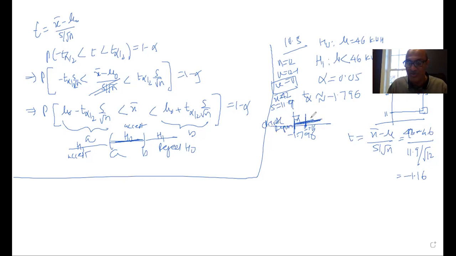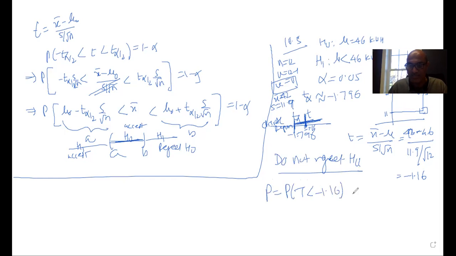Critical region, but my T value lies on the other side, the safe part. That means do not reject H0. Other way around, suppose somebody says that I want to go for the probability. Okay, fine. So P is nothing but the probability of T less than negative 1.16.